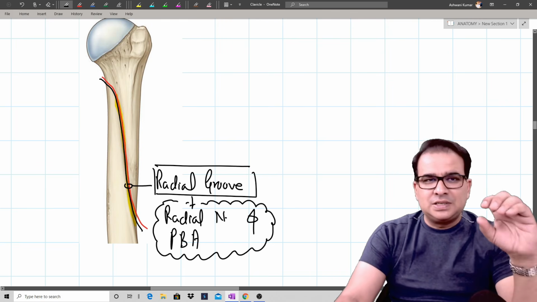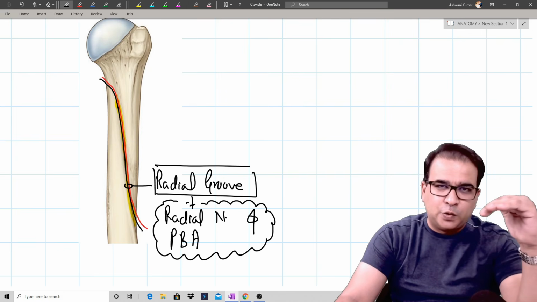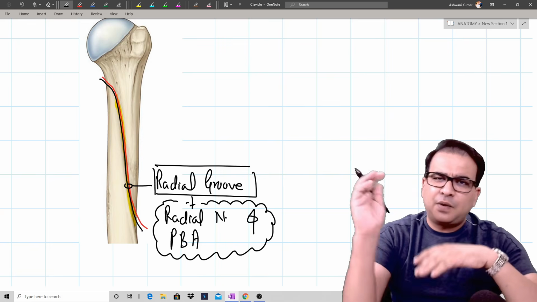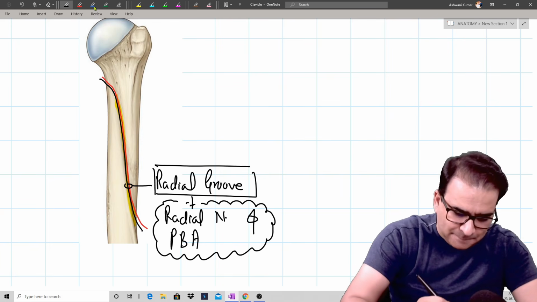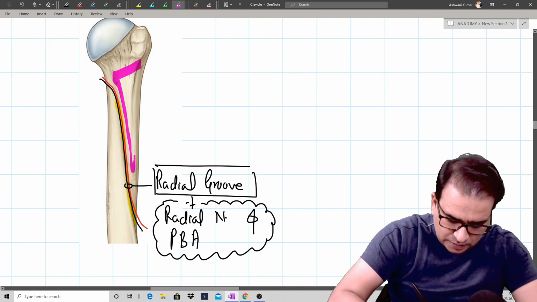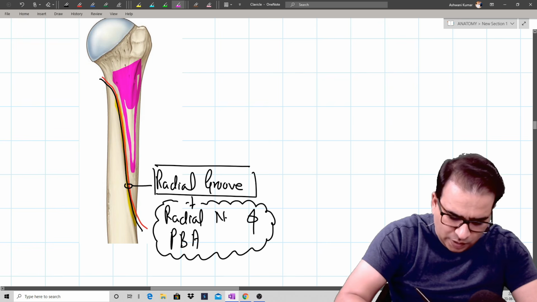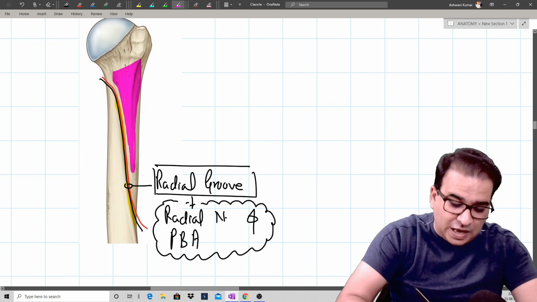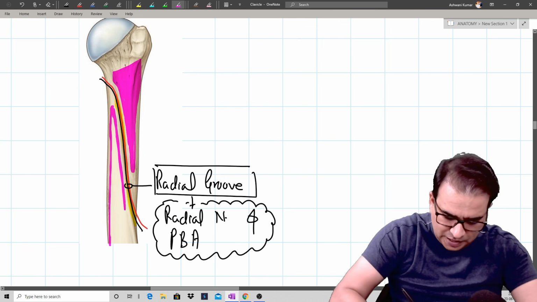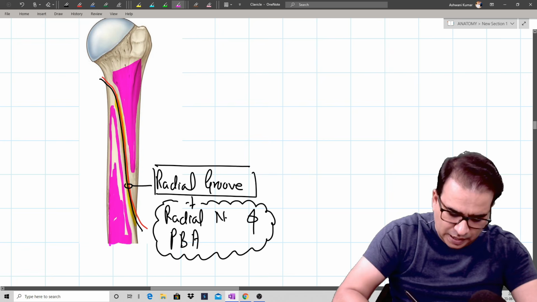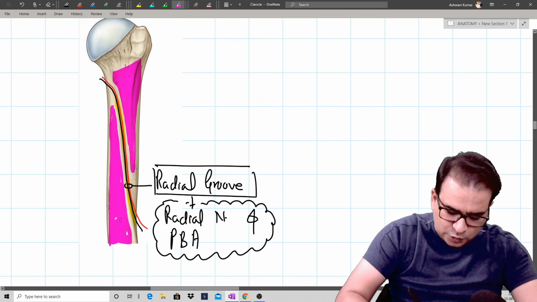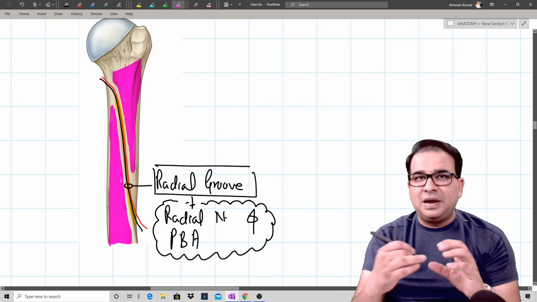The reason I'm showing you this posterior surface of the shaft of the humerus is because this spiral groove is basically dividing the posterior surface of the humerus into two parts. Upper lateral part, which is small, you can see that's a small upper lateral part here. If I may highlight this here, this one. And lower part, which is medial to the spiral groove, which is way larger. I mean, it's like occupying rest everything below. So it's a big lower part here. Upper lateral part is smaller, lower medial part is larger. So it is dividing the posterior surface of the shaft of the humerus mainly into these two parts.